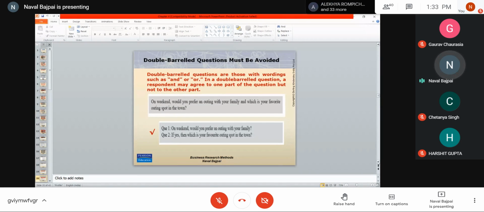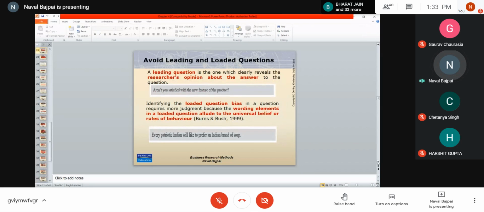The right way of asking is that this question must be split into two parts. I should first ask the first part: on weekend, would you like to move outside? If the answer is no, why would I ask the second part? Because that person is not qualified for my research, so I will not ask this question. So double-barreled questions must be avoided as much as possible.